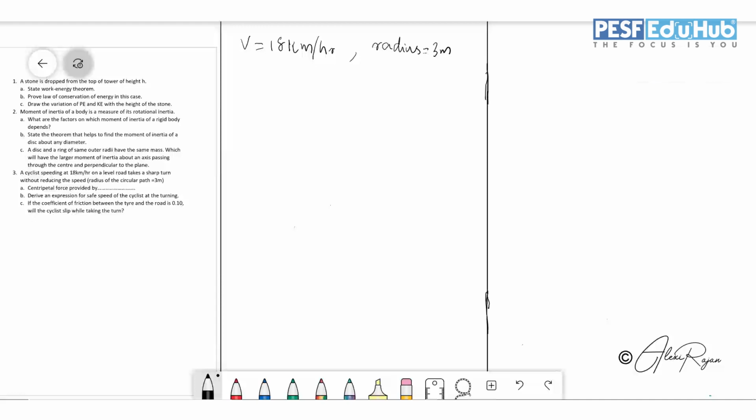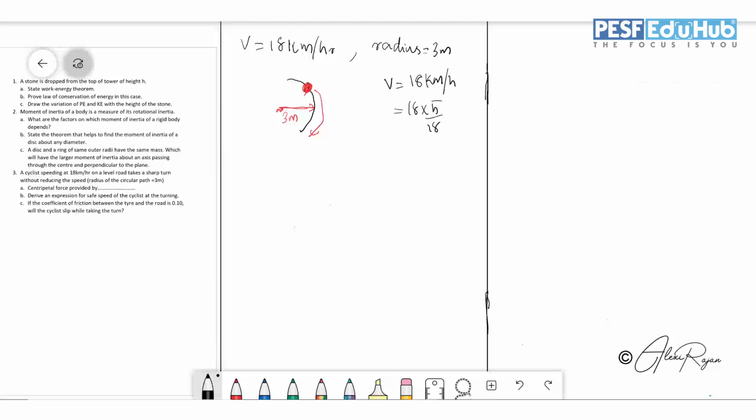So these are the things. The first sub question: if you have a circular turn, a cyclist is here, and he is moving like that. Here this distance is 3 meters, the radius is 3 meters. And here one more thing you want to keep in your mind, that is, v is given in kilometers per hour, that is 18 kilometers per hour, which will be equal to 18 into 5 by 18.